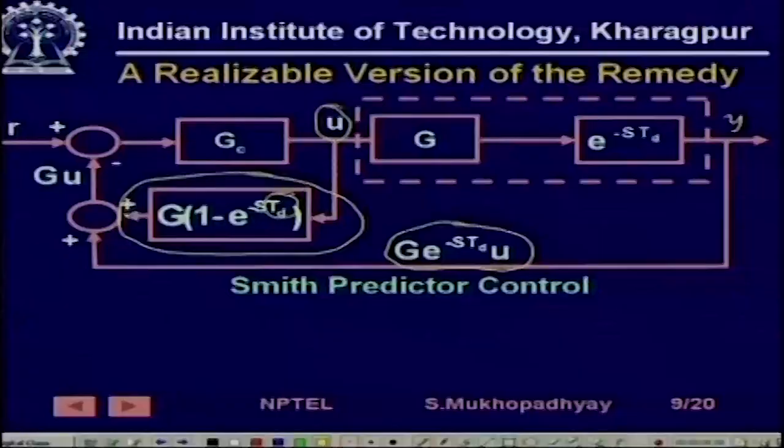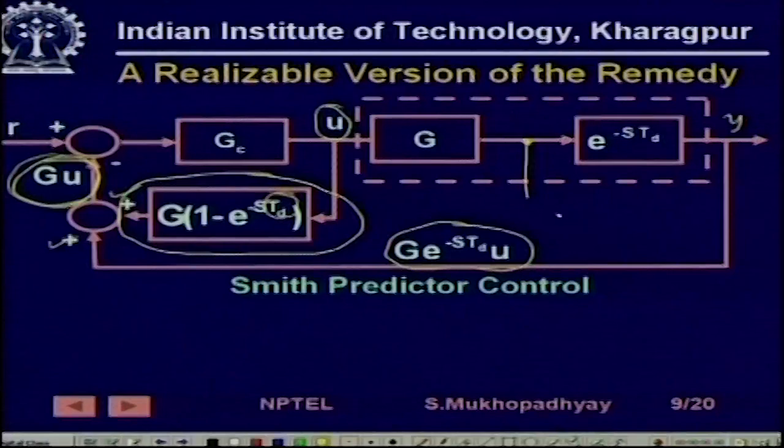But suppose for the time being that you have it, then we could put it here, and then you see, if I add this and this, what do I get? I get GU. So what is GU? GU is the signal here. By adding this term, I am creating a situation as if I am able to make a virtual feedback here. That is what I wanted, right? So if I do that, then I will be able to use the kind of gains that I can use for the system without delay. So this is the basic principle of Smith predictor control.